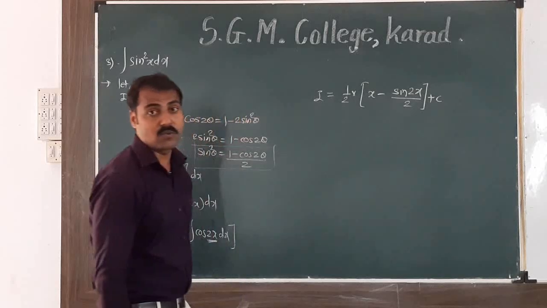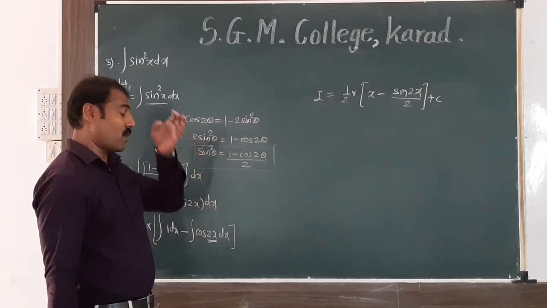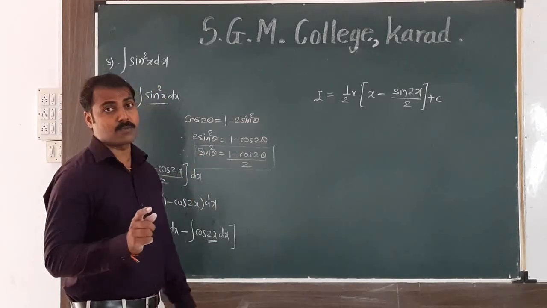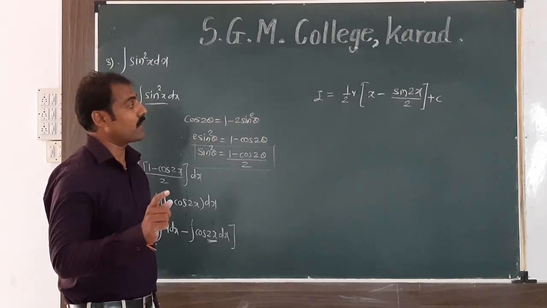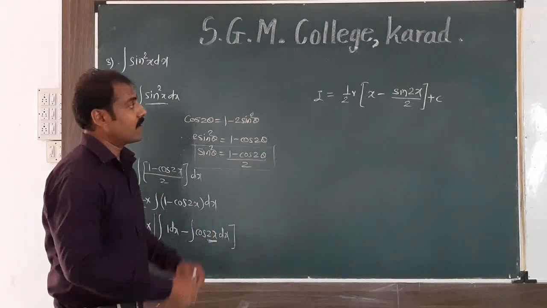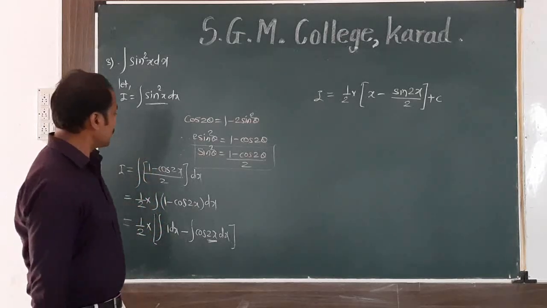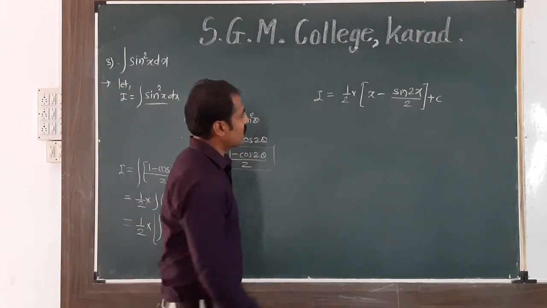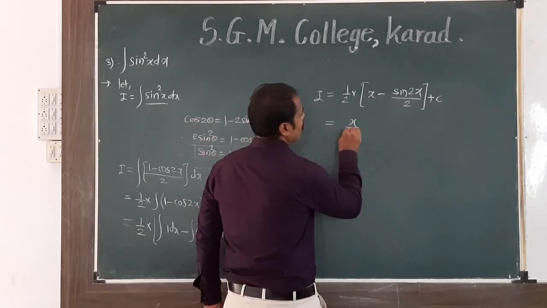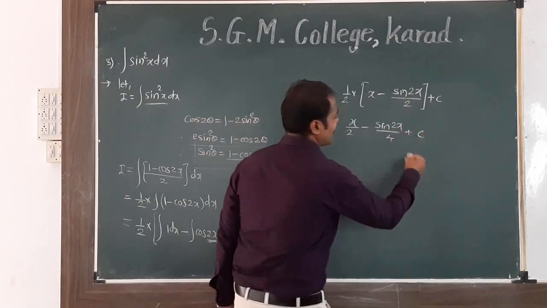Here we use the corollary: if integration of f of x dx is equal to phi of x plus c, then integration of f of ax plus b dx is equal to phi of ax plus b divided by the coefficient of x, that is a, plus constant of integration c. Okay, it is our final answer of the given integration, or you can simplify it as x by 2 minus sin 2x divided by 4 plus constant of integration c.